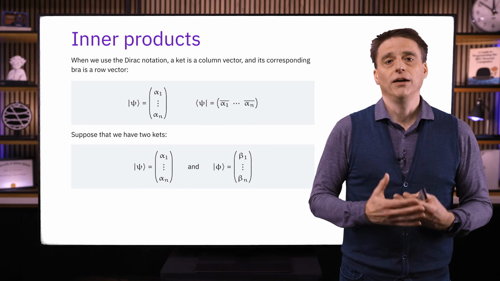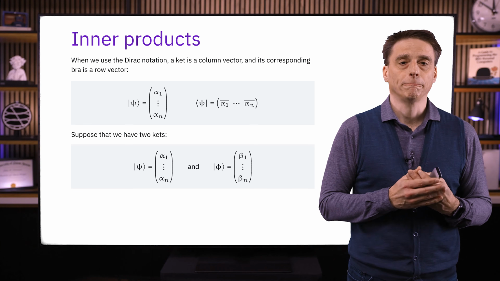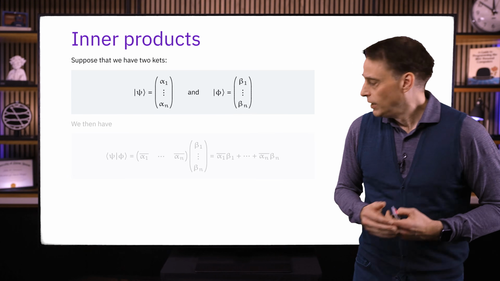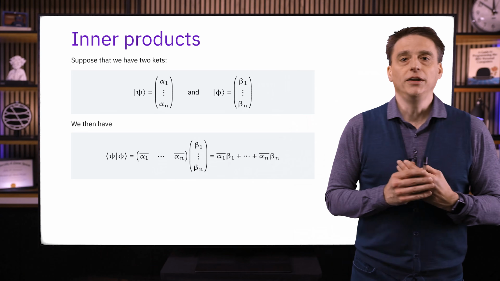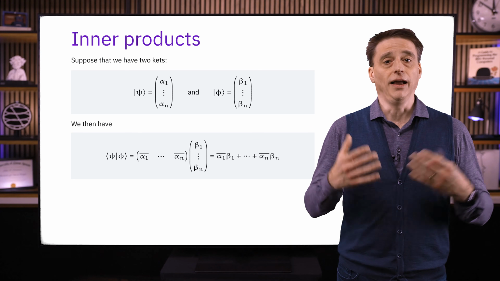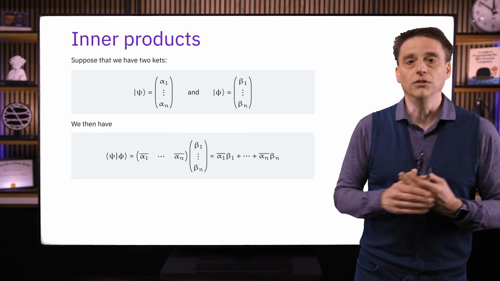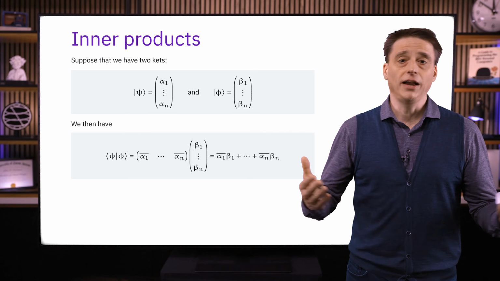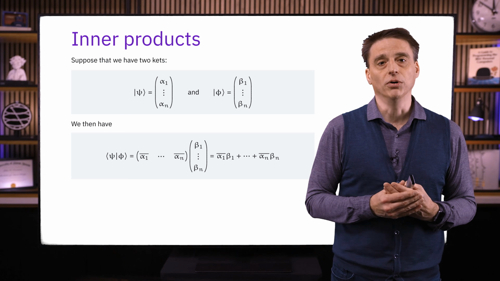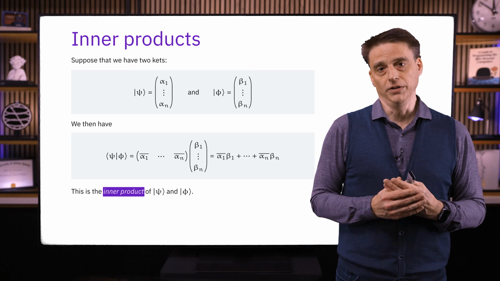Now, suppose that we have two kets with the same number of entries like this. If we form this bracket right here, which simply means that we take the product of the bra and the ket as if they're matrices, then we obtain this expression that you see right here, which is a scalar, or in other words, a complex number. This value is called the inner product of these two vectors.